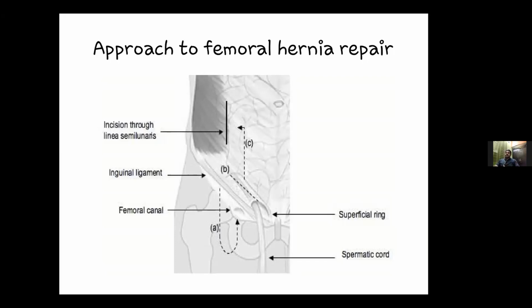Next is the high approach. In the figure we can see the high approach, which is called the McEvedy's approach. In the figure we can see the C, in which a vertical incision is placed lateral to the rectus abdominis. The anterior rectus sheath is dissected, and the rectus abdominis muscle is pushed medially, and the surgeon enters deep to the muscle, that is, the preperitoneal space.